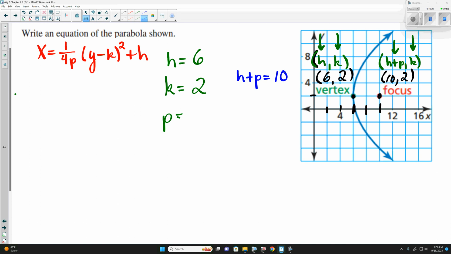So we don't know what the value p is, correct? But do we know what h is? So we're saying 6 plus p is 10, so we subtract 6 from both sides, telling us p is 4. So that's how we do it.